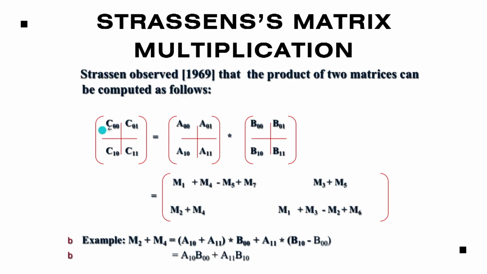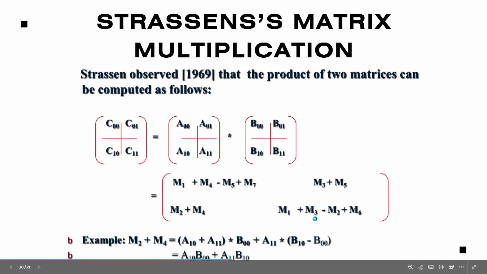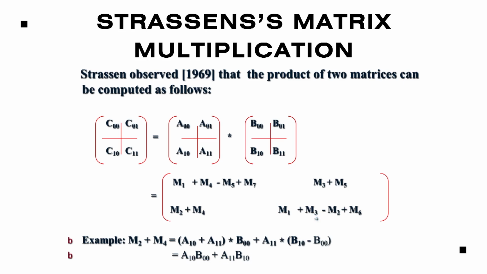You could see that the first, C00, has been obtained by doing M1 plus M4 minus M5 plus M7. C01 has been obtained by summing up M3 and M5. C10 is obtained by summing up M2 and M4, and C11 has been obtained by summing up M1 and M3, and the result should be subtracted from the result of M2 plus M6. Now let us see how this M1, M2 up to M6 has to be computed in this case.